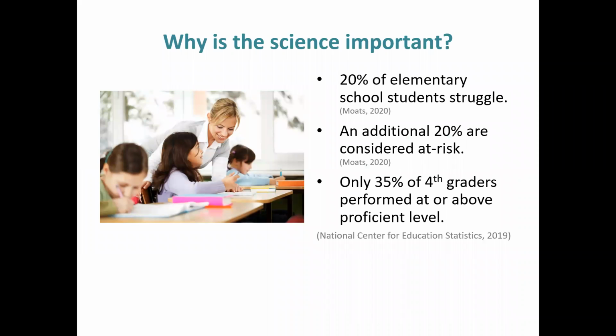Well, many parents and early childhood teachers assume that children will learn to read if they're exposed to books early in life. However, research shows that 20% of elementary school students struggle to learn to read, and at least another 20% are considered at risk. Furthermore, only 35% of 4th graders performed at or above the proficient level on the most recent National Reading Assessment. This data is from 2019. We know that the data from 2022 that just came out is 2 points lower than this. 33% of fourth graders are now performing above the proficient level.